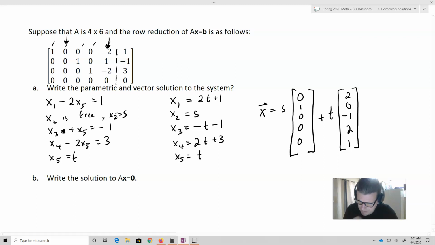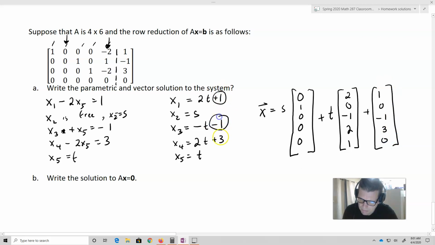And then plus, we've got a remaining vector here, which is just a constant vector. That's going to be [1, 0, -1, 3, 0], because you notice you've got 1 right here, negative 1 right here, and 3 there. Okay, cool.